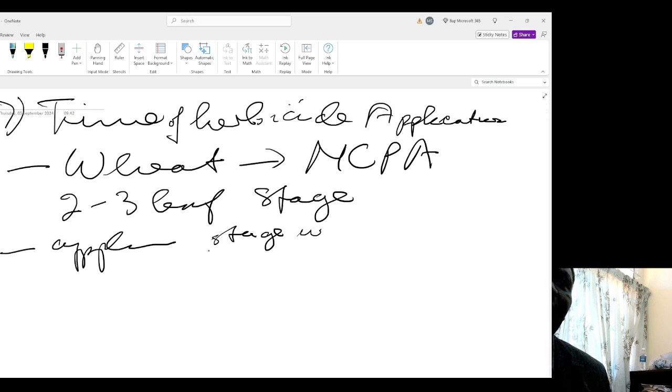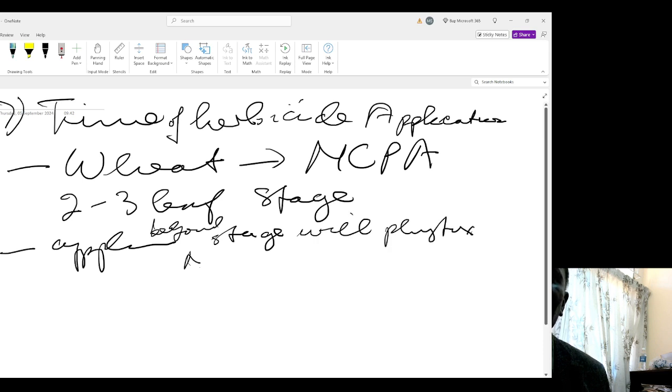Application beyond this stage will cause phytotoxicity. So we should put MCPA timely, otherwise our wheat will be damaged.